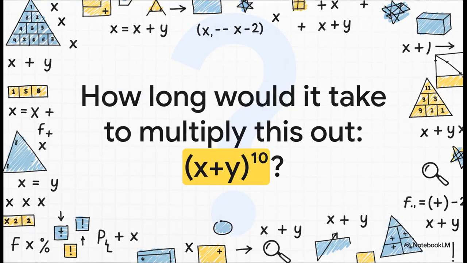(x + y)^10. How would you even start? I mean, sure, you could write out x plus y 10 times and start multiplying, but you'd probably run out of paper, patience, or both. There has to be a better way, right?